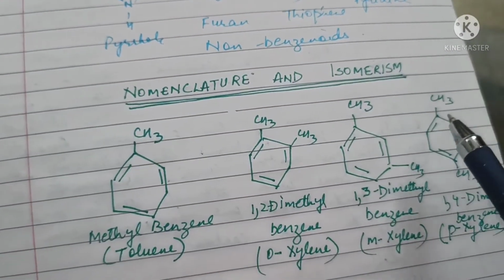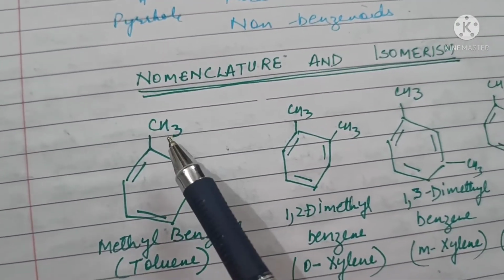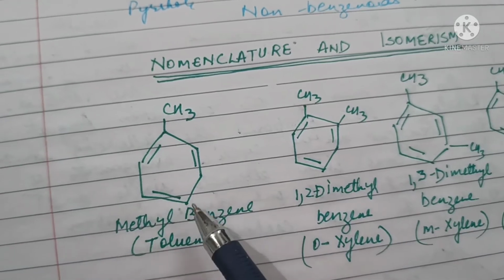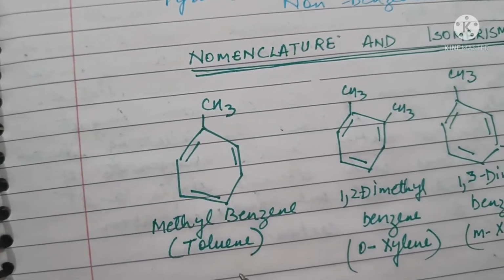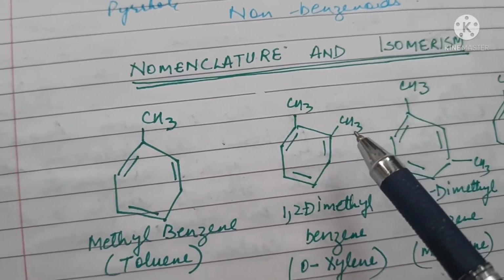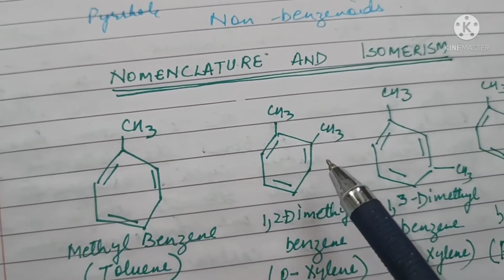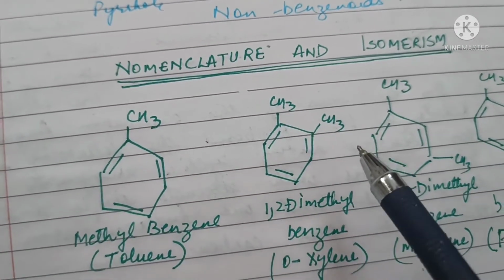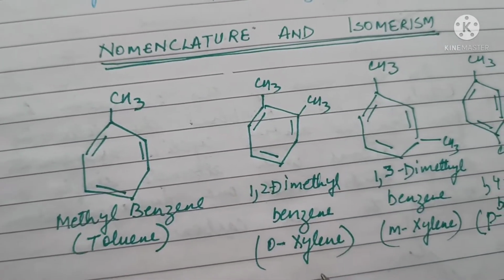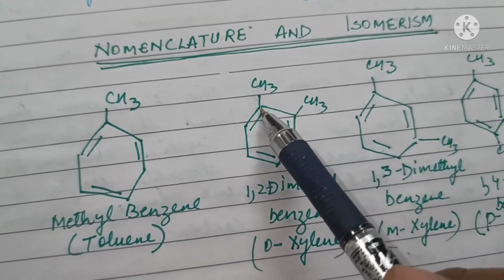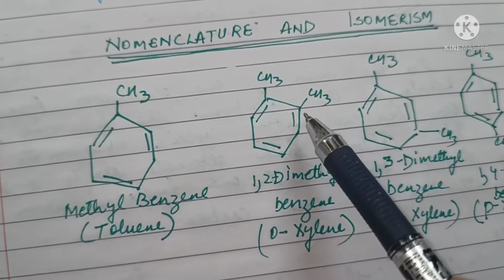Nomenclature and isomerism. When a methyl group is attached to benzene, it is called methyl benzene. In common system, it's called toluene. When two methyls are attached, then it is called 1,2-dimethyl benzene or orthoxylene when they are present at adjacent positions.